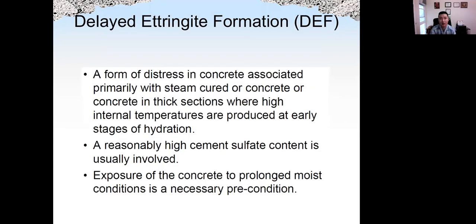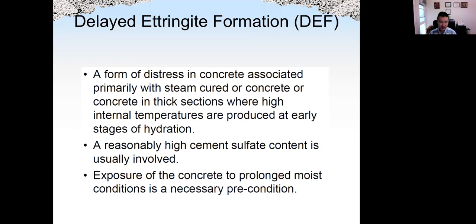So here are more words about delayed ettringite formation. Okay, let's just read it together. Some form of distress in concrete with steam-cured concrete, because the temperature is very high, or we have thick sections. For thick sections, we have high temperature inside the concrete because concrete is a good thermal insulator and hydration heat cannot dissipate easily. So then the concrete temperature may be very high. So that's a potential place for delayed ettringite formation.